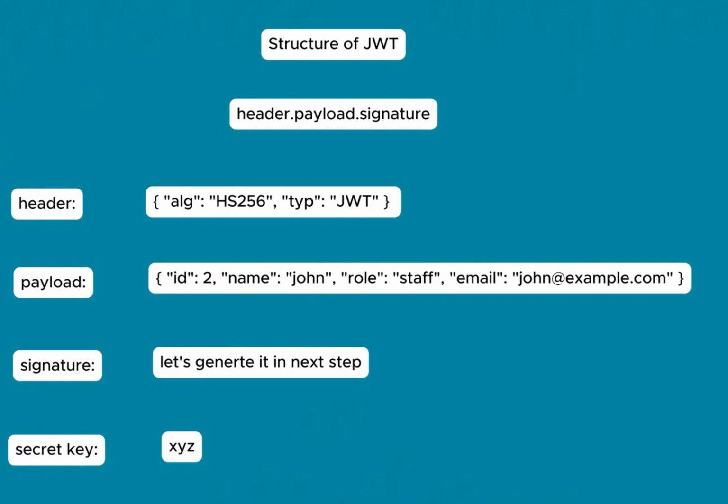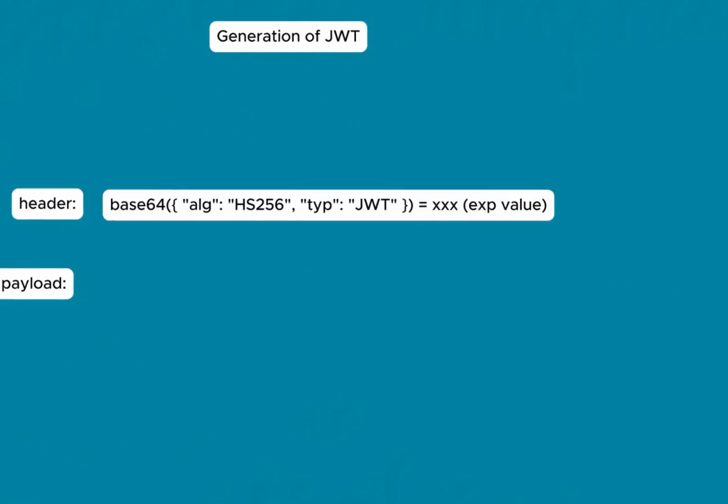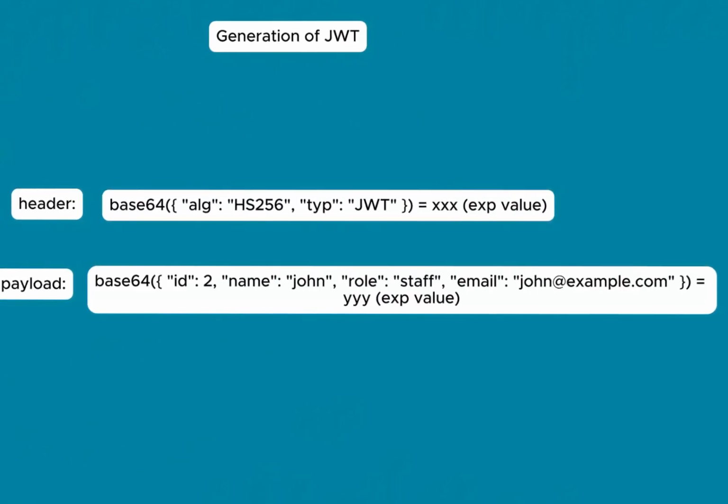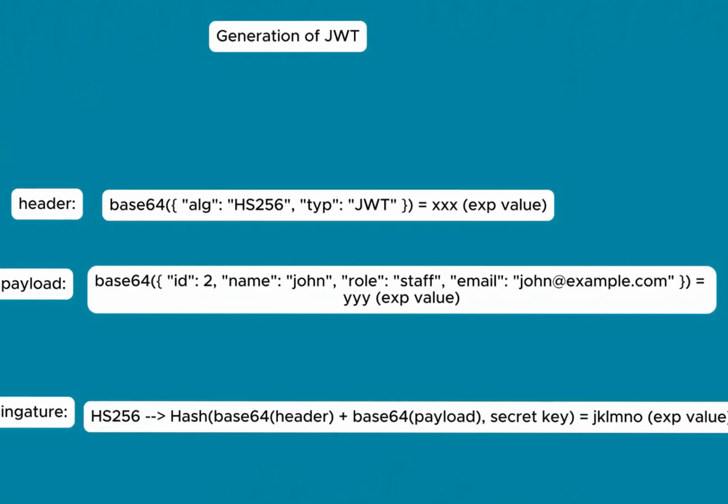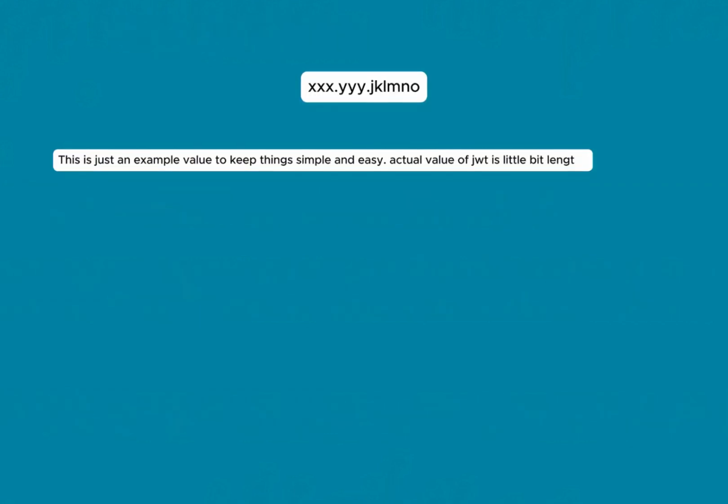To generate the JWT token, we encode the header and payload to base 64. To generate a signature, we use the encoded header, payload, secret key, and the algorithm defined in the header. By combining these values, we hash them and receive a value which is basically the signature. So the final value of the JWT token will be something like that.